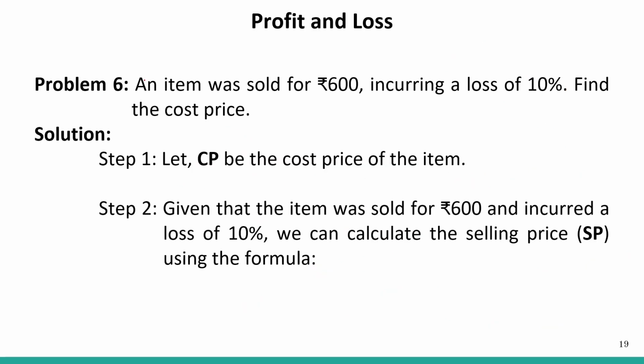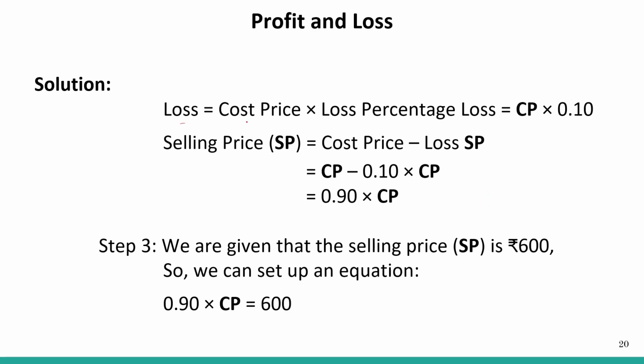So an item was sold for 600, incurring a loss of 10%. We want to find the cost price. Let the CP be the cost price of that item. We have assumed this to be X, right? Given that the item was sold for this much at a loss of 10%, we can calculate the selling price using the formula: loss is equal to cost price into loss percentage, so CP into 0.10, that is in decimal form.